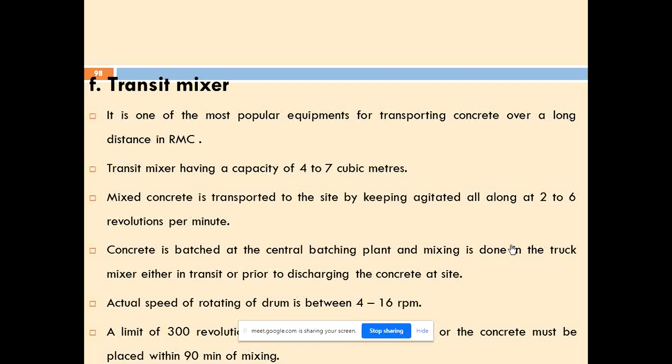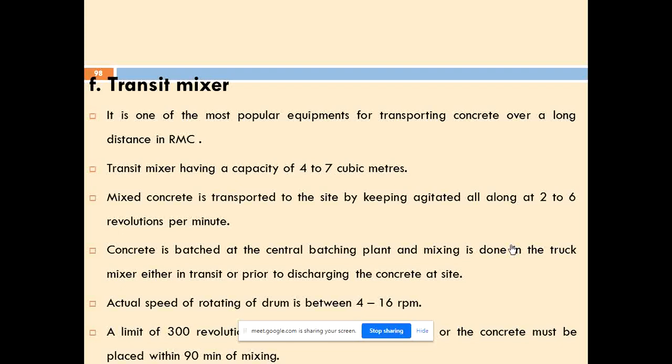First, the concrete obtained from the RMC plant, which is already mixed, is directly transported, but the drum will be rotating. Most of us think the concrete is mixing inside the drum, but it will be in an agitated condition. Agitated condition means if you do not rotate the drum, the concrete will stick to the surface of the drum. So to avoid that, the concrete is kept in an agitated condition. The agitation will be around 2 to 6 revolutions per minute.